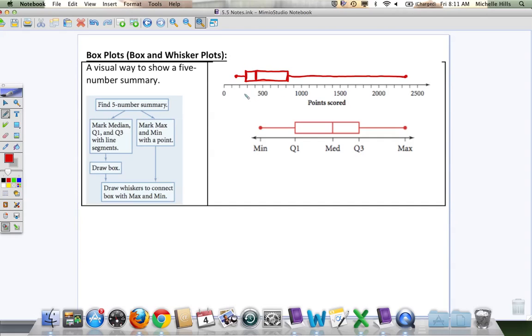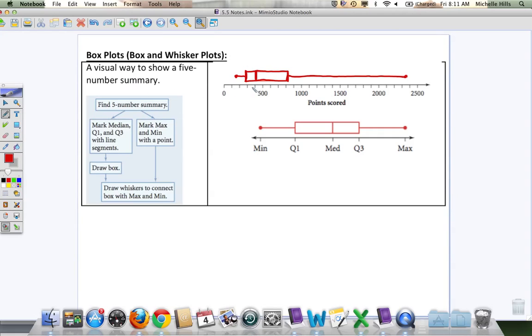Down below here, though, needs to be my number line, and often there's a title on here. Not every time, but often there is if I know what these numbers stand for. Again, my scale is consistent. In this case, I'm going by hundreds all the way up my graph.